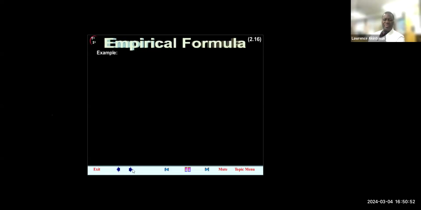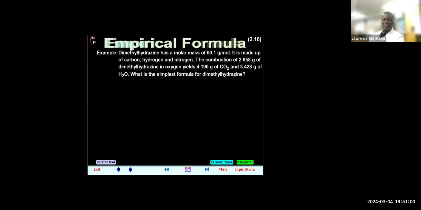All right, let's have one more example. Dimethylhydrazine has a molar mass of 60.1 grams per mole. It is made up of carbon, hydrogen, and nitrogen. The combustion of 2.858 grams of dimethylhydrazine and oxygen yields 4.190 grams of CO2 and 3.428 grams of H2O. What is the simplest formula for dimethylhydrazine?